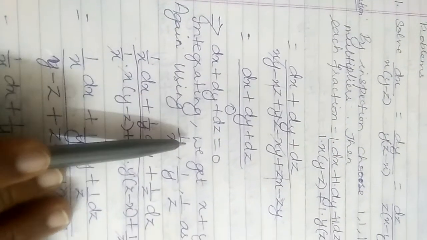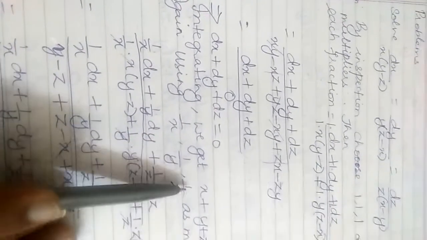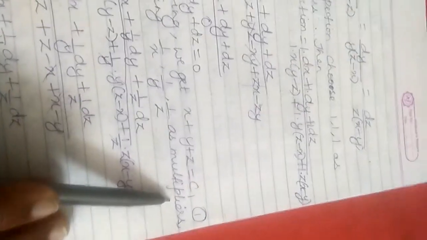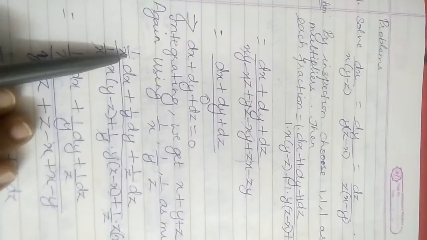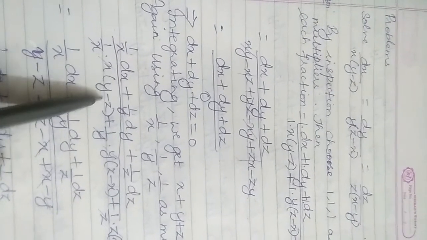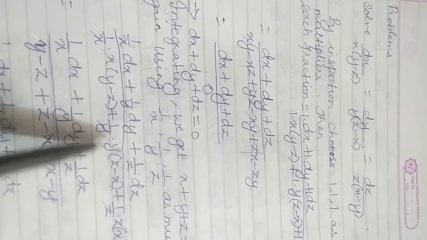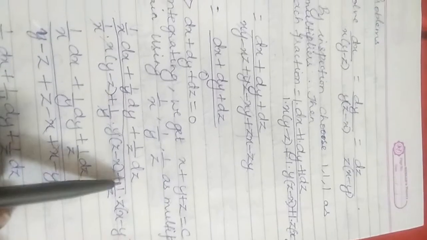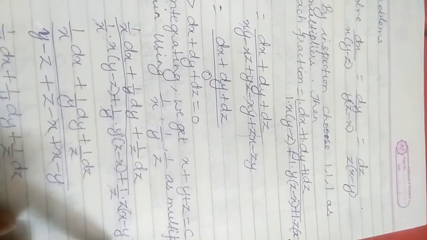Hence, again using 1 by x, 1 by y, 1 by z as multipliers, we now get (1 by x into dx plus 1 by y into dy plus 1 by z into dz) whole divided by (1 by x into (y minus z) plus 1 by y into (z minus x) plus 1 by z into (x minus y)).